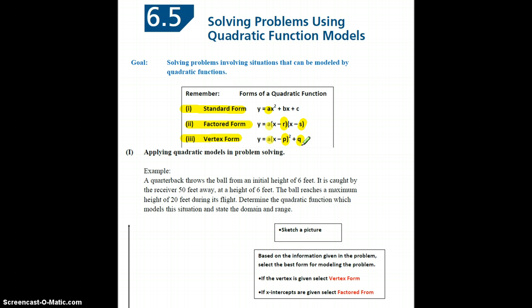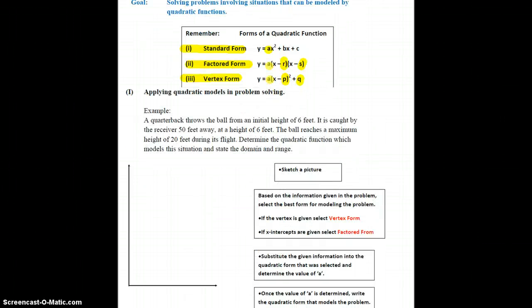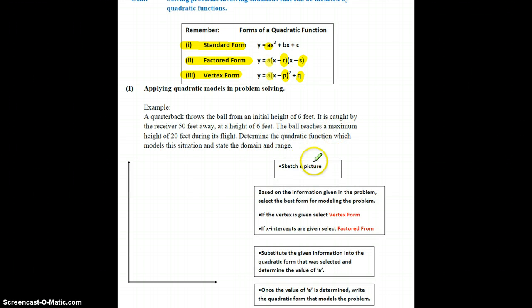So, first question now, applying quadratic models in problem solving. A quarterback throws a ball from an initial height of 6 feet. It is caught by the receiver 50 feet away at a height of 6 feet. The ball reaches a maximum height of 20 feet during its flight. Determine the quadratic function which models this situation and state the domain and range. So here, going down the side, we have a series of steps. First, we're going to sketch a picture.